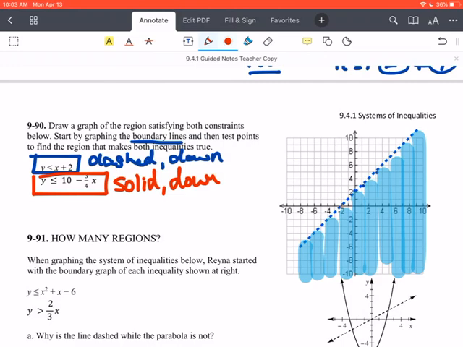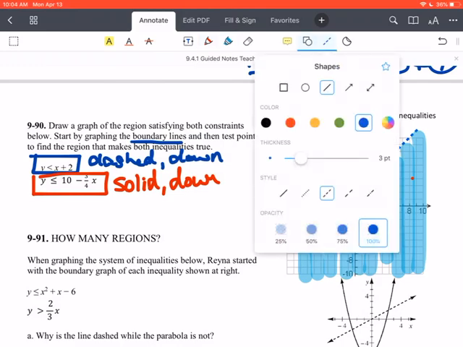So I'm going to start at 10, and then I'm going to go down 3 to the right 4, down 3 to the right 4. Okay, then I'm going to get my solid line going.